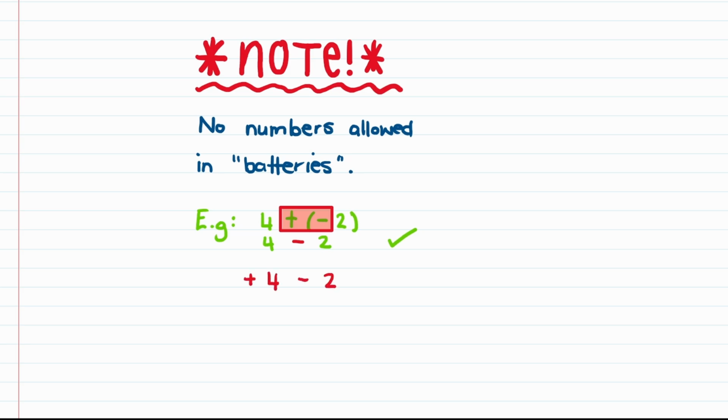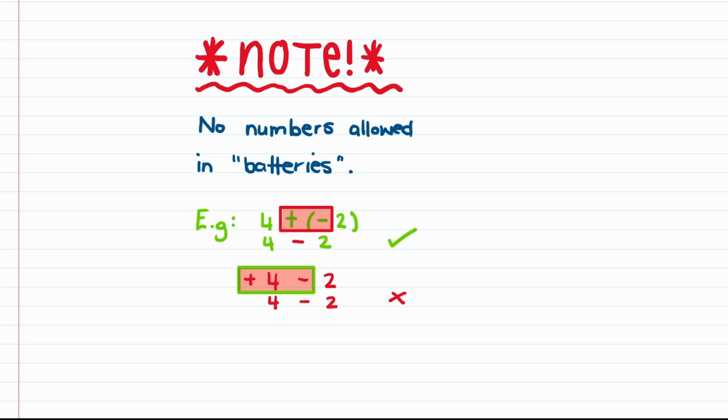I've got positive 4 minus 2, and some people will get a bit confused here with the batteries and think, okay, well, I've got a positive times a negative, so that gives me a negative. And yes, while that's correct, there's no multiplication sign here. Remember, the reason we're multiplying the positives and negatives with brackets is because there's a hidden multiplication sign there. But where there's no brackets, it's just a positive 4 minus 2.